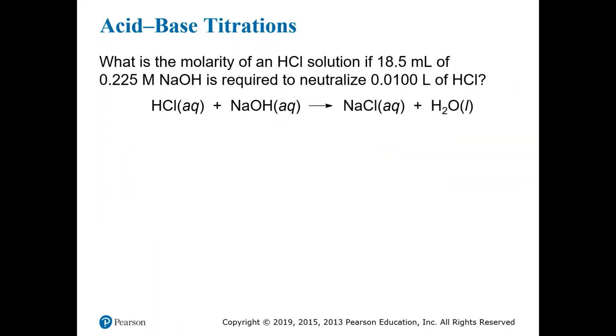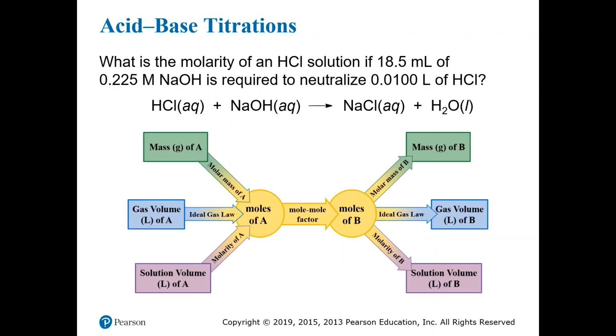Hearing it explained or even doing the titration yourself is a lot different from going through the calculation. So let's do an example where we analyze the molarity of an HCl solution using a known concentration of sodium hydroxide. In this question it says, what is the molarity of an HCl solution if 18.5 milliliters of 0.225 molar sodium hydroxide is required to neutralize 0.0100 liters of the acid HCl. And it even gives us the balanced chemical equation between HCl and NaOH, which in this case is just a 1-to-1 ratio, which keeps things simple for this example.